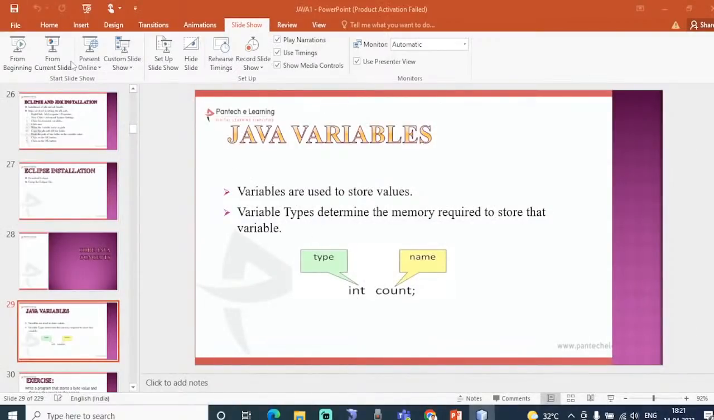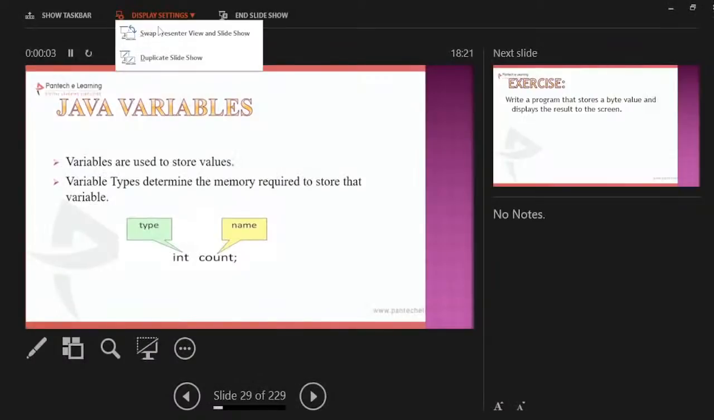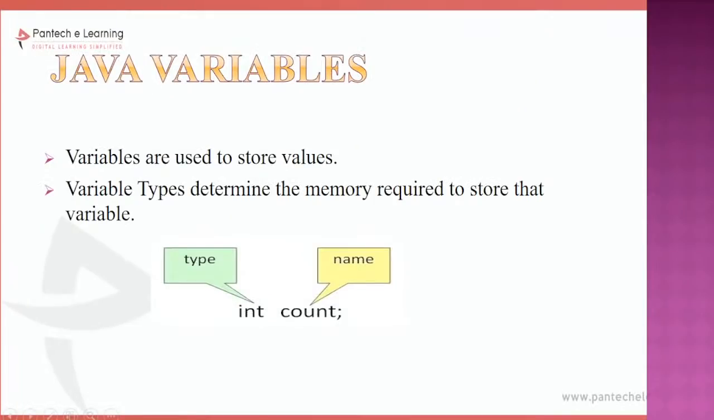Next I am going to discuss different types of Java concepts, starting with what you mean by variables. Variables are used to allocate some memory and to store some values. They are used to determine the type of data. So what type of data?